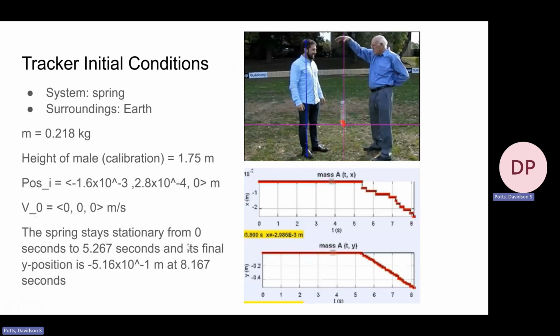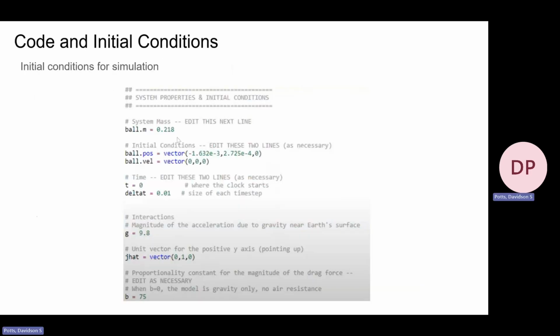We can see that the spring stays stationary from 0 to 5.267 seconds until it makes contact, and its final Y position is negative 5.16 times 10 to the negative first meters, and essentially it goes into free fall after that until 8.167 seconds. You can see the position movement down here at the graphs. So we use that data from Tracker to plug in here.